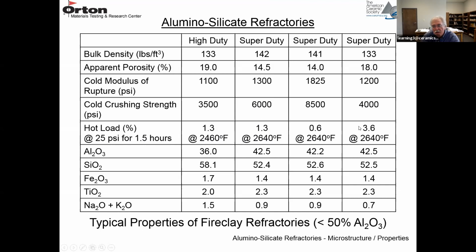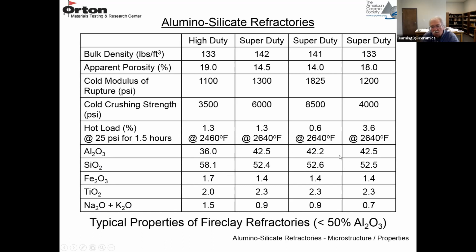And these are the percent deformations. These are a little more than 1%. This is about 0.6, and this is about 3.6. These are the chemistries, about 36% alumina for the high duty and 42% for the super duties. The corresponding alumina contents, corresponding silica contents, and then the impurities.